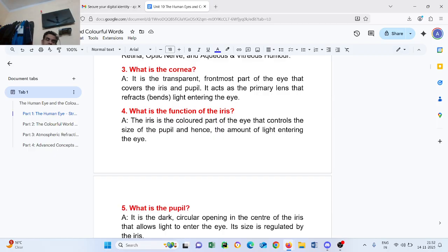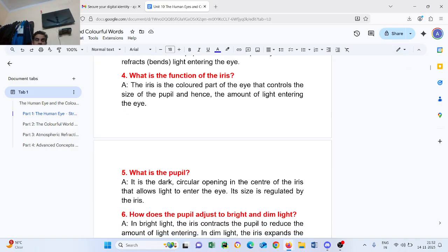Question number 5. What is the pupil? It is the dark circular opening in the center of the iris that allows light to enter the eye. Its size is regulated by the iris.